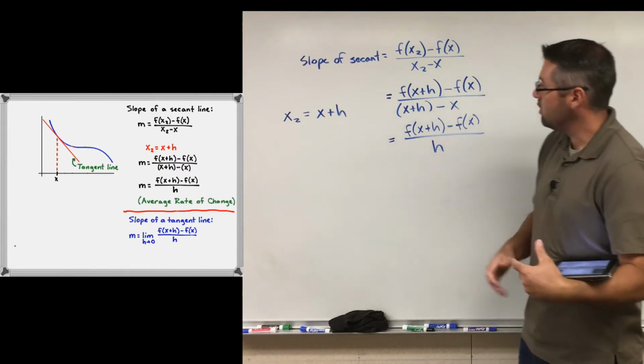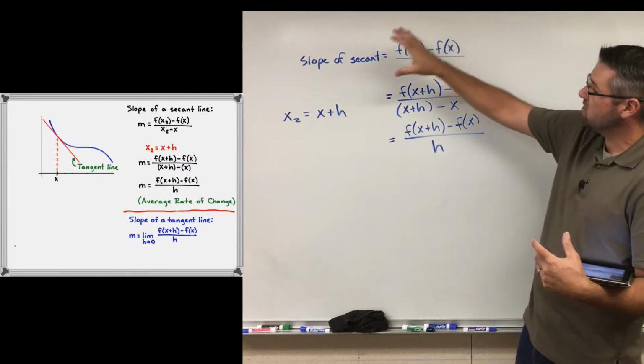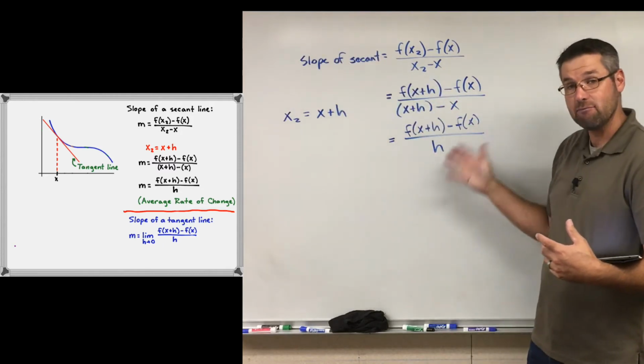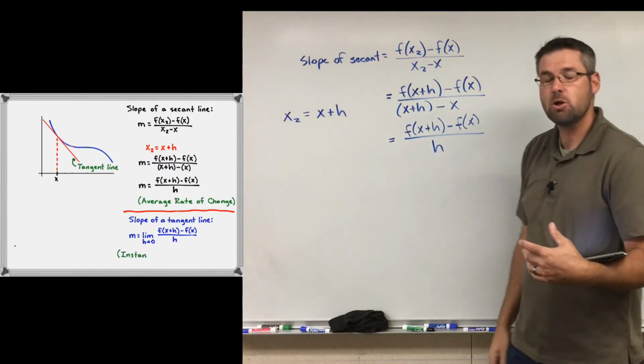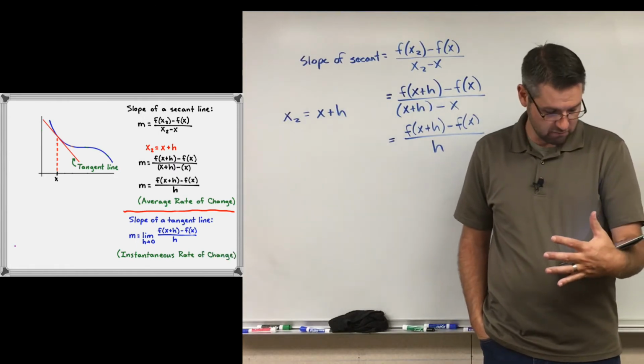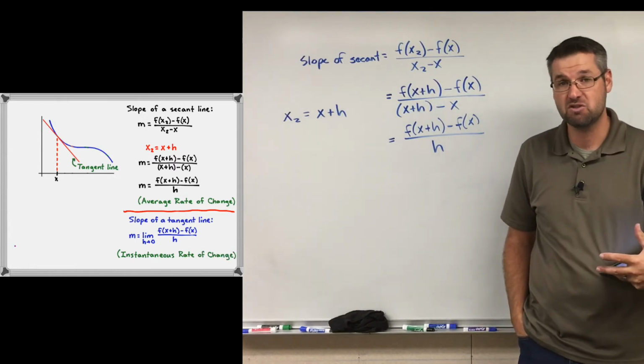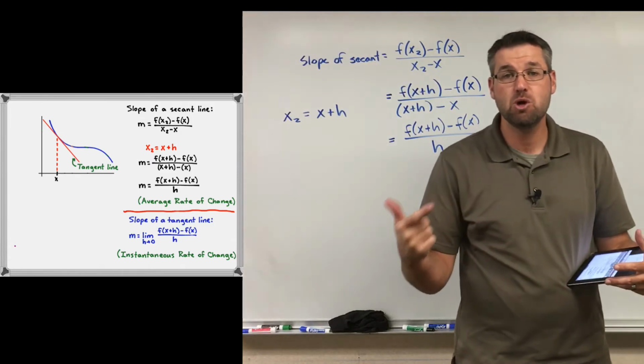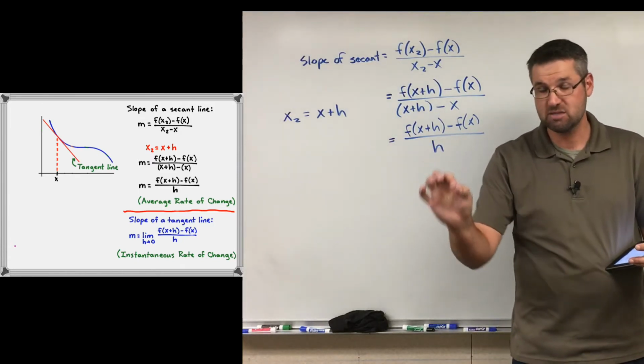Just a side note, the slope of the secant line is the average rate of change, whereas the slope of the tangent line is the instantaneous rate of change. In other words, how fast are you going at this specific moment?